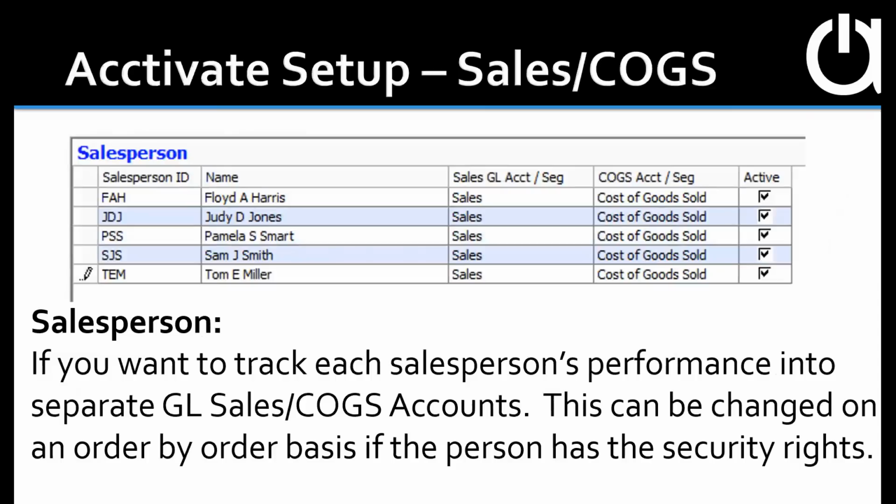Salesperson. We can actually have different GL accounts assigned to each salesperson. So if I want to see how effective one salesperson is over another, who gets me the most margin, I might want to track by individual salespeople. And this can also be changed on an order-by-order basis if the user has the rights.